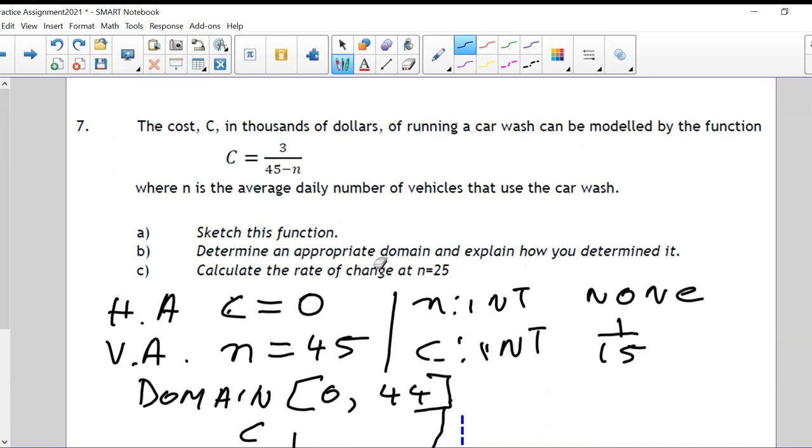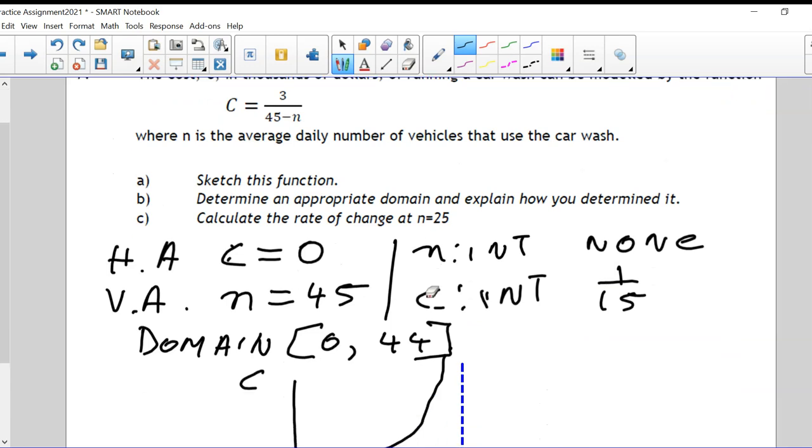So we sketch a function. What's an appropriate domain? We talked about that. The rate of change when n is equal to 25. Does anybody remember how we do a rate of change? If I ask for the rate of change when n is equal to 25, what am I asking you to do to get that rate of change? Come on, folks, let's get back to it. Find the slope. It's an IROC.